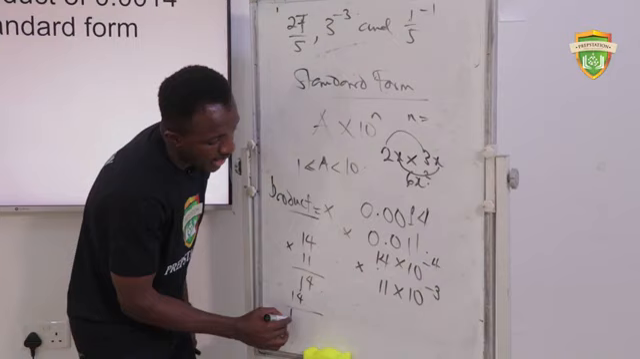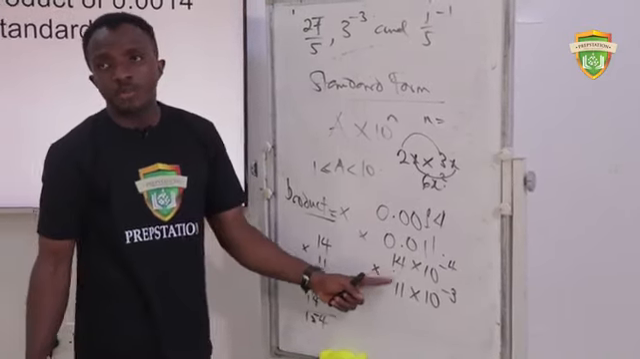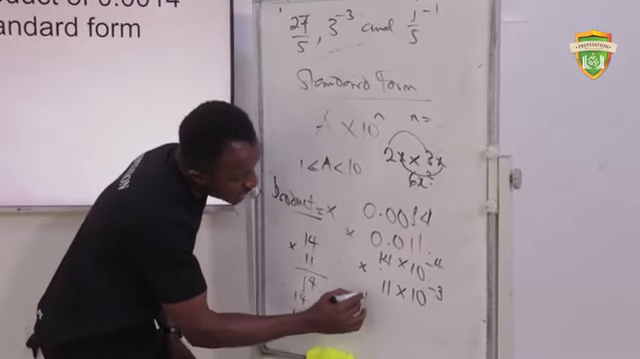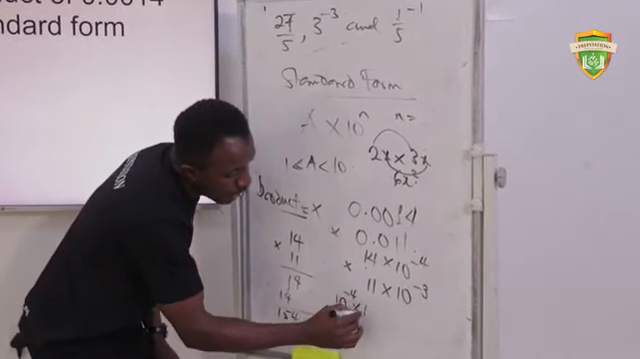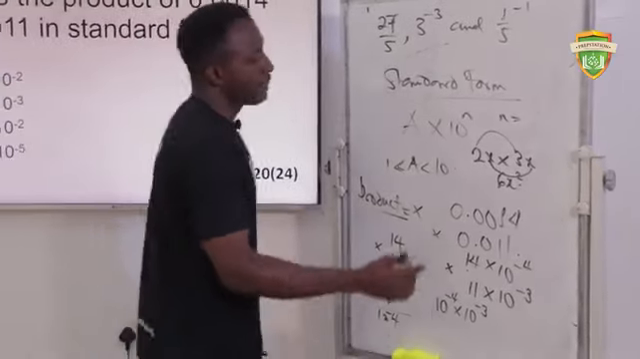1 times 1 is 1. So we have 1, 5, 4 when we multiply these two. Now we have to multiply 10 raised to the power minus 4 by 10 raised to the power minus 3. Now I take you back to indices.